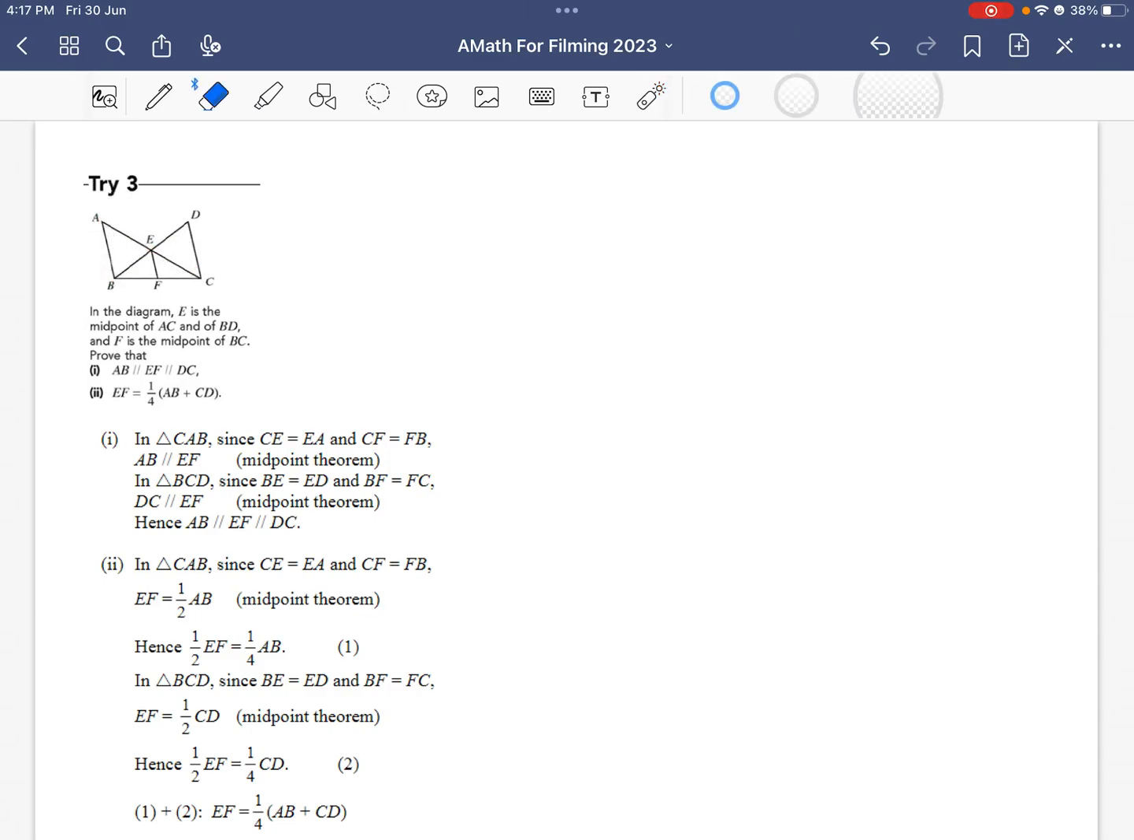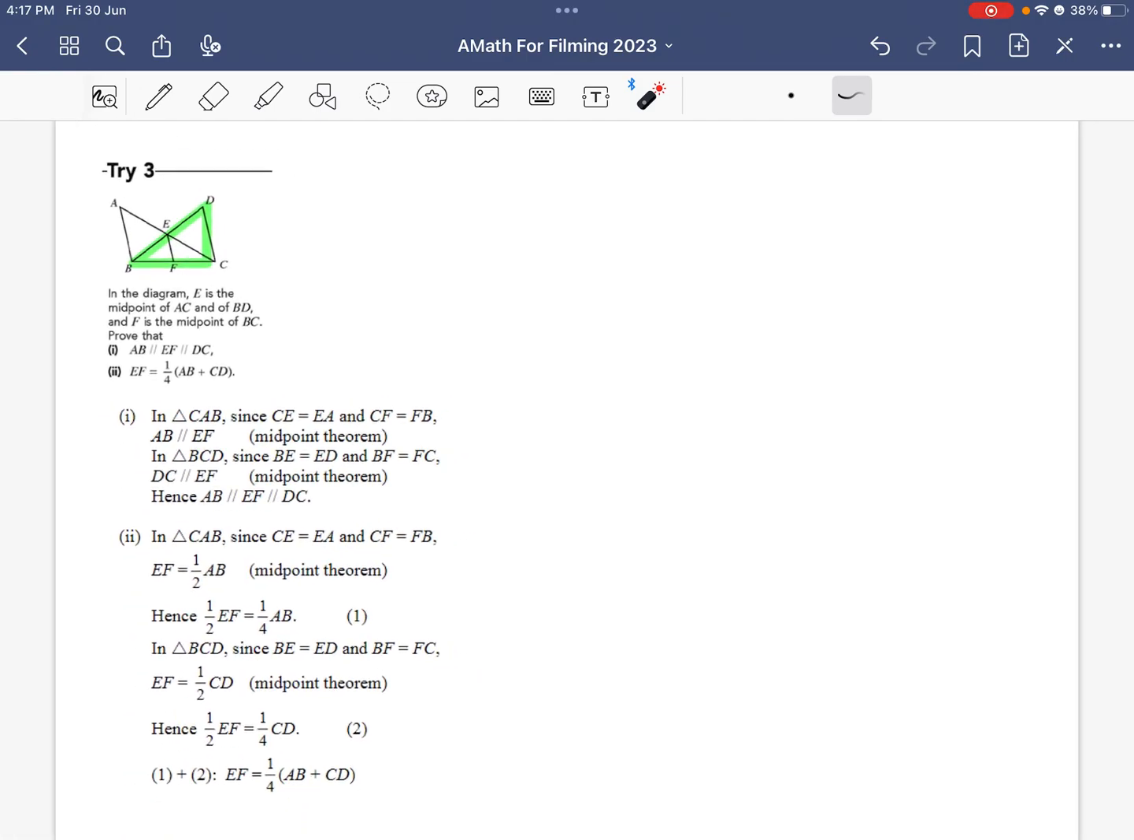Similarly, if I erase all of this, then I use the other triangle, the triangle BCD. What I actually have here is this. E is the midpoint of BD, F is the midpoint of BC. So by midpoint theorem, EF and CD are parallel. So AB is parallel to EF, EF is parallel to DC. So by logic, AB is parallel to DC. So AB is parallel to EF is parallel to CD.